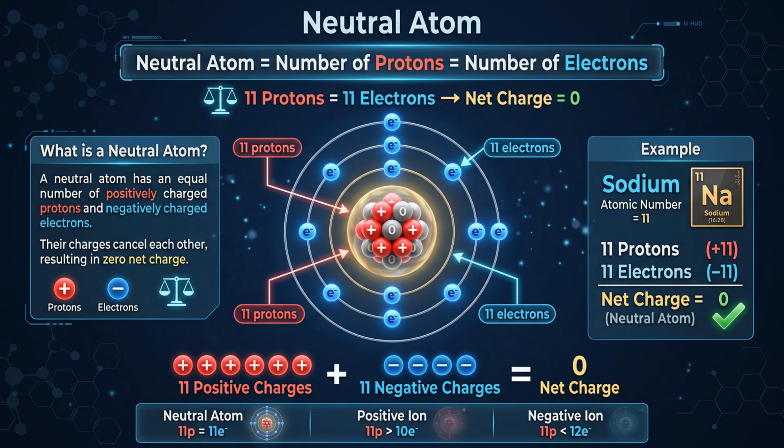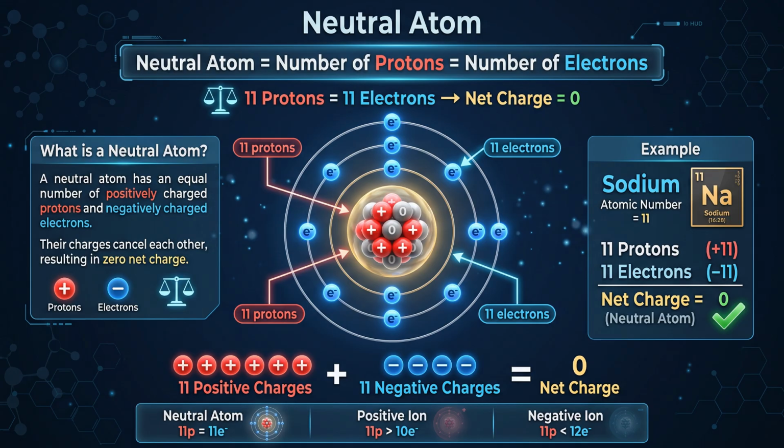To understand this concept, let us first recall the charges carried by the three subatomic particles. Protons carry a positive charge of +1, electrons carry a negative charge of −1, and neutrons have no charge at all. Because neutrons are electrically neutral, they do not affect the overall charge of the atom. Therefore, the total charge of an atom depends only on the balance between protons and electrons. If these two are equal in number, the atom is neutral.